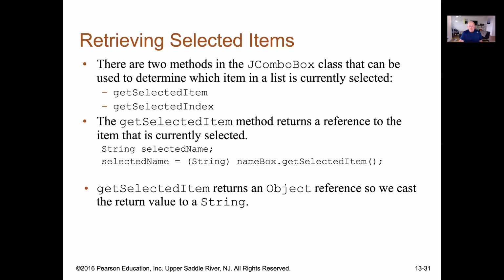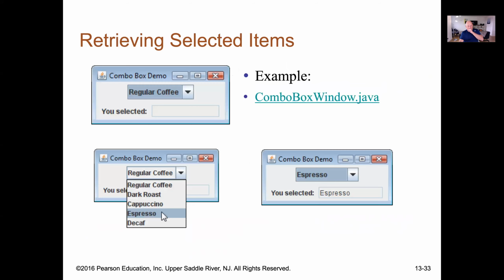This is how you retrieve selected items in a JComboBox. You use getSelectedItem and getSelectedIndex. The getSelectedIndex method returns the index of the selected item, and you get the selected item from the names array. This is an example of a combo box window and retrieving selected items.